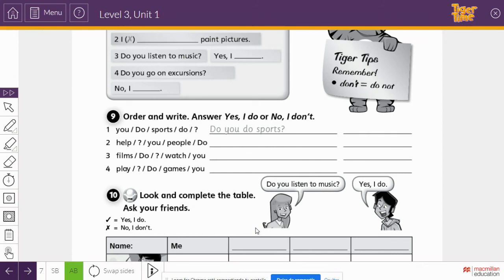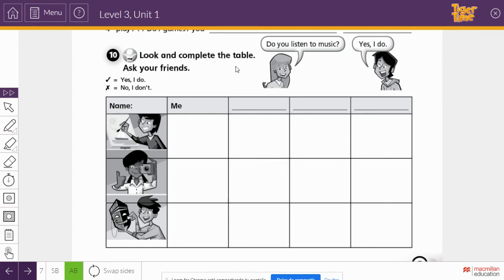So, activity number 10. Look and complete the table. Ask your friends. This is me. You have to answer yes I do or no I don't, according to your opinion. Do you paint pictures? Do you take photos? Do you make things? If your answer is positive, you answer yes I do. If your answer is negative, you answer no I don't, as here we see, como vemos aquí.